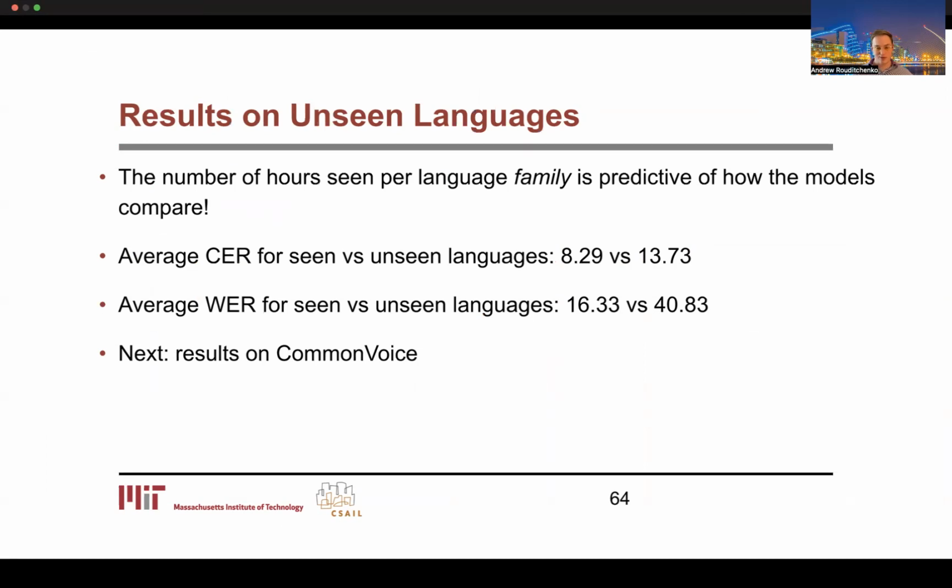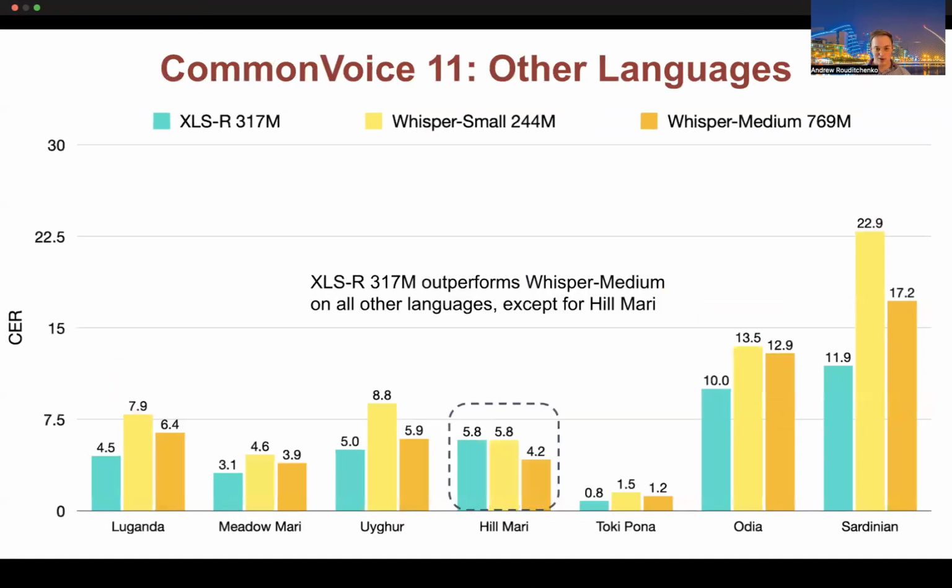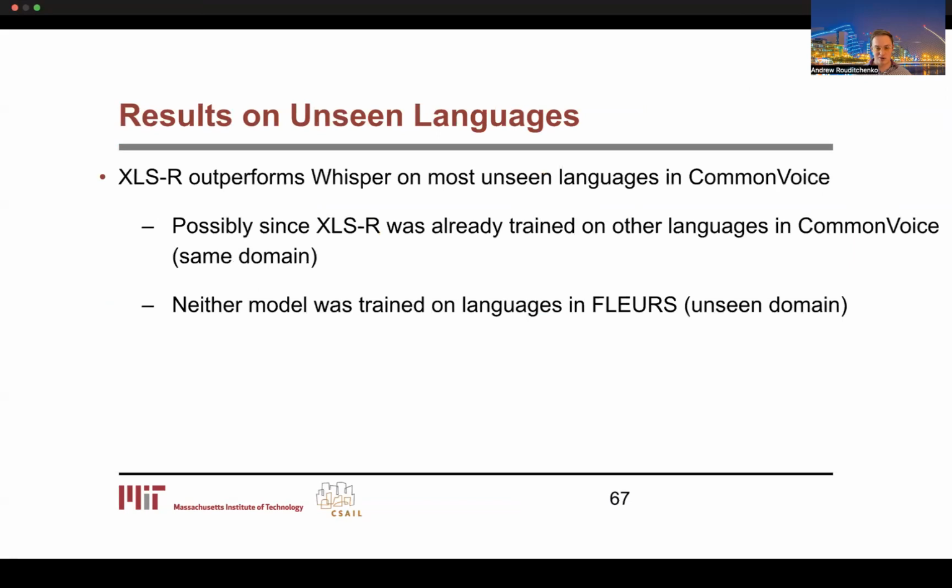So next we show the results on Common Voice. So here we're showing the unseen languages on Common Voice in the Indo-European language family. And here XLSR is outperforming Whisper medium on all languages except for this one. And when we look at the other language families, where on some of these language families Whisper has seen far more data, we still have that XLSR is outperforming Whisper medium on all of these languages except for one. So here it seems that XLSR has an advantage and it's outperforming Whisper on most unseen languages in Common Voice.